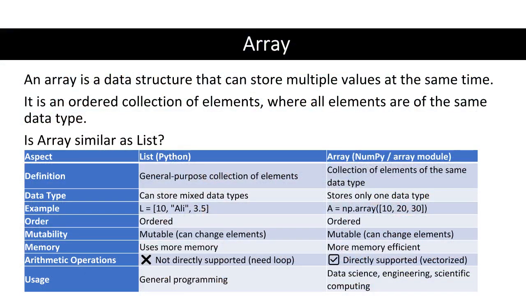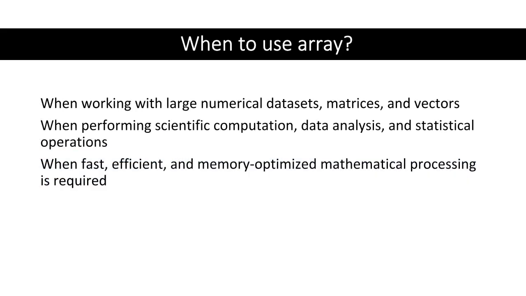This slide shows the definition of an array. An array stores multiple values of the same data type. Unlike lists, arrays do not allow mixed data types. For example, a list can store numbers and text, but an array stores only one type, such as integers. Arrays are used when working with large numerical datasets, matrices, or scientific computations where efficiency and speed are important.